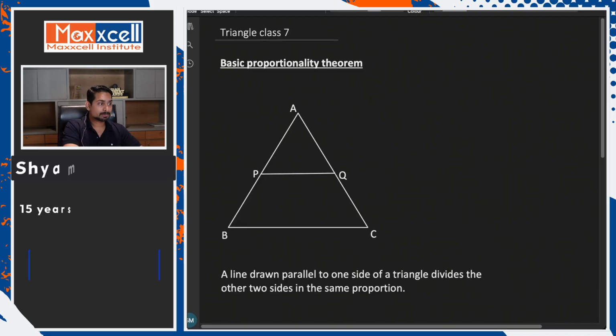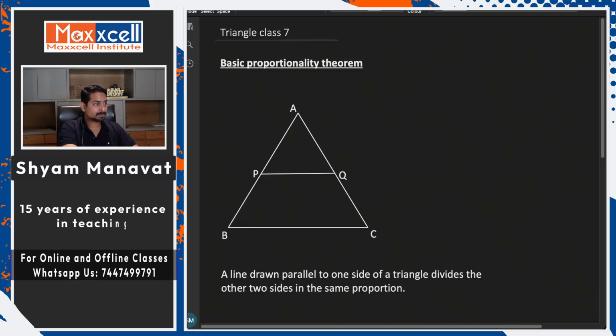In this lecture we have a new concept, that is the basic proportionality theorem. Very important, very important. ध्यान से समझना, बहुत important है. So what is the basic proportionality theorem, or BPT?